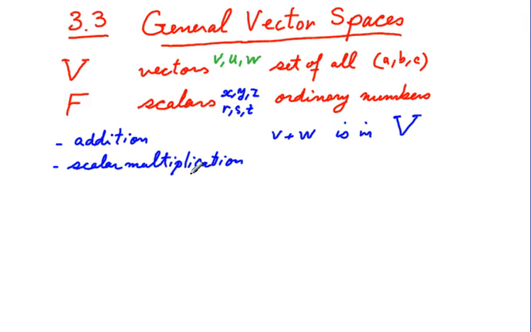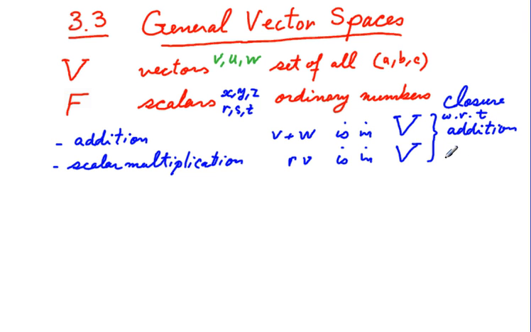Another one is scalar multiplication, meaning if I take any of these vectors and multiply by any of these numbers, whatever comes out is still inside of that big set. So if I have a scalar like 2, 3, 5 or whatever, and multiply by any one of these vectors, the result is in the original vector space. This is referred to as closure with respect to addition, and this one is called closure with respect to scalar multiplication, or just multiplication.